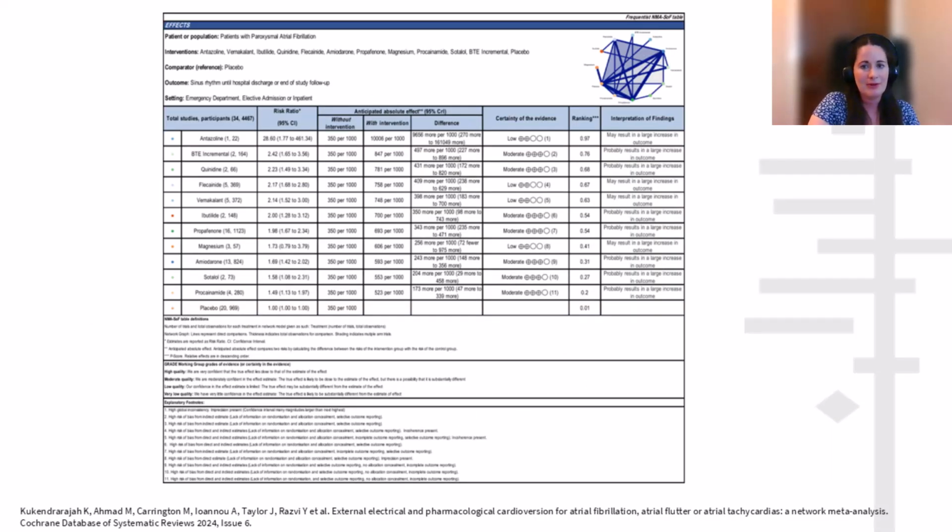So here is a real-life example of an SOF table. Here the authors have used external software to create their SOF table. The treatments are compared against placebo, and they're ordered by the ranking statistic, the P-score.